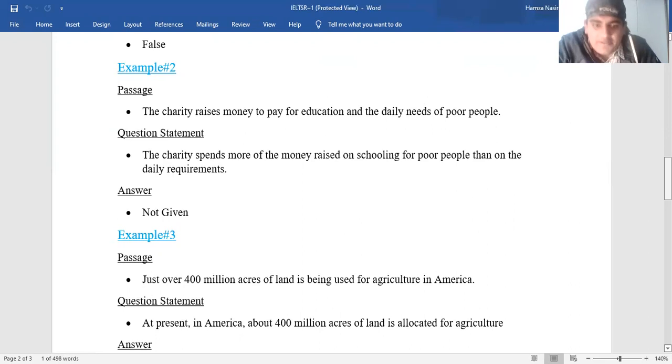Okay, now as you see, just over 400 million acres, and then you have about 400 million acres, which means in both cases, they're saying approximately 400 million acres. It's an estimation at best. In the passage, it's saying it's being used for agriculture. In the question statement, it says it is allocated for agriculture. Allocated means to put something aside for a particular use, in this case, agriculture. In both cases, it is about the United States of America. So therefore, there's a clear-cut acceptance. In other words, the question statement is being verified, proved, authenticated, or corroborated by the information in the reading passage. Therefore, in this case, our answer will be true.